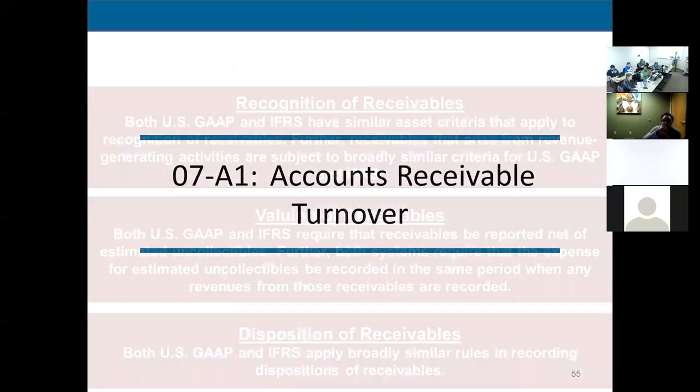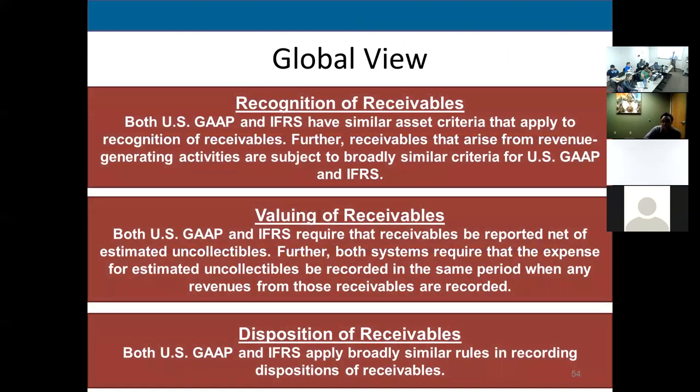All right, the global view. Both GAAP and the IFRS have similar asset criteria that apply to the recognition of receivables. Receivables that arise from revenue generating activities are subject to broadly similar criteria. So we're going to look at very similar criteria in the accounting under both standards.